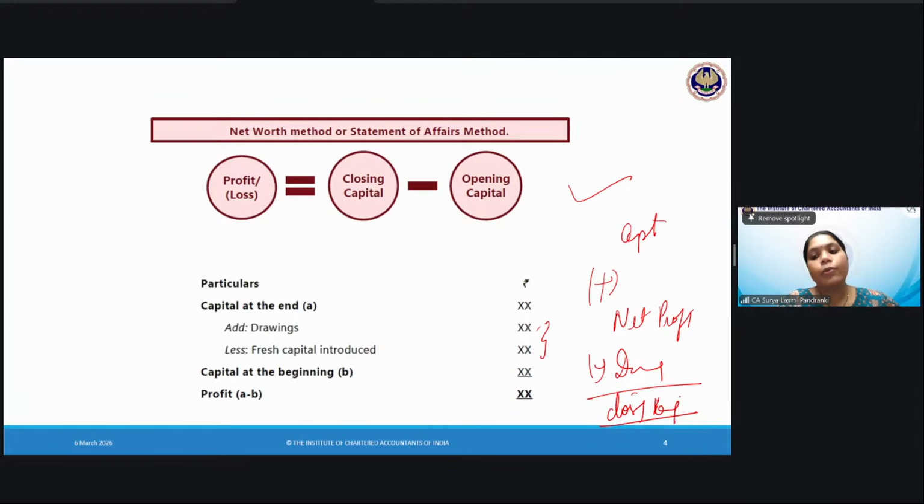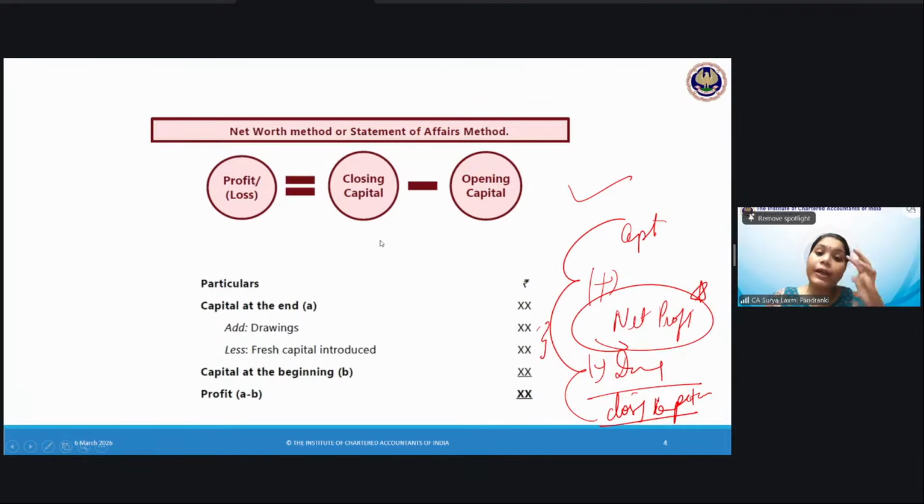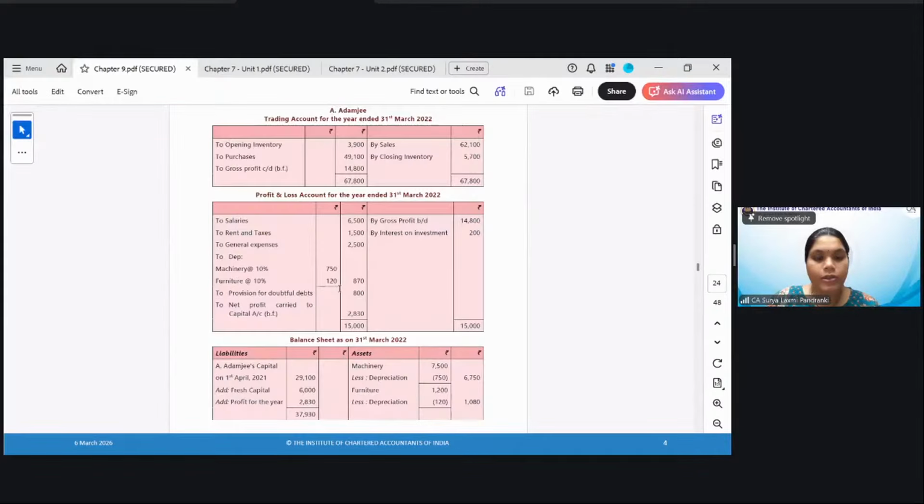Same way, when you don't have the information about net profit, you will use other information and calculate the net profit for that business, right? So here we are using a reverse method, wherein one piece of information is missing, you use other information and calculate the net profit. That's it, right? So we'll see a few questions.